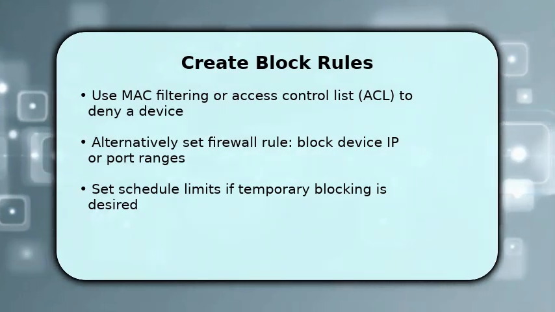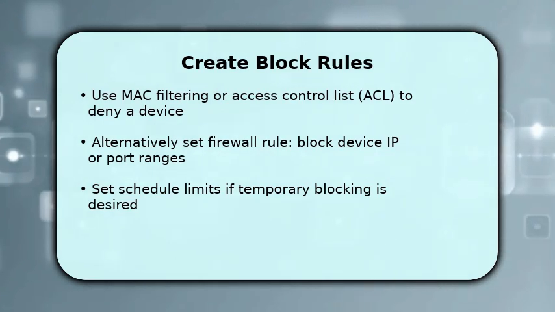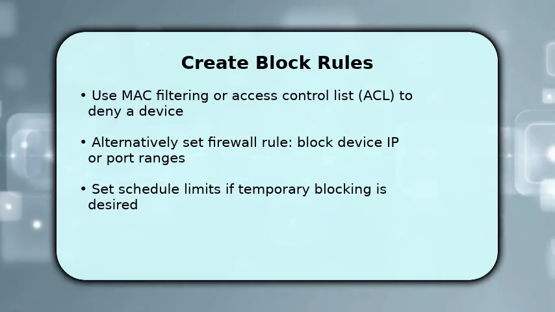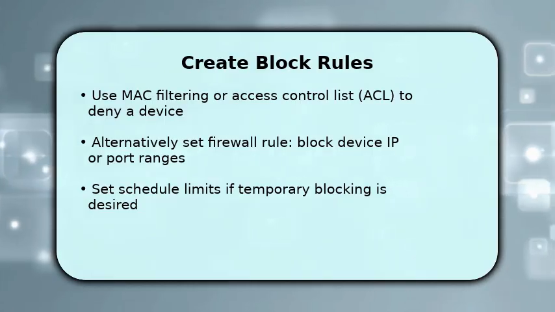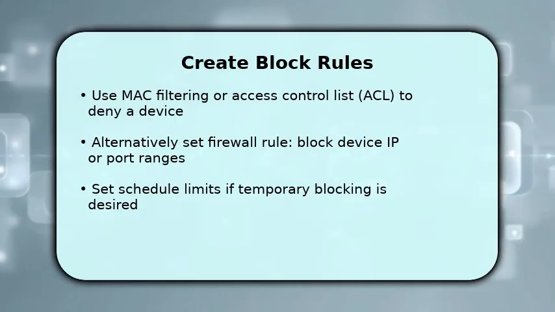In the router interface, open MAC filtering or access control and add the device MAC to the deny list, or create an ACL that blocks the device IP. If MAC spoofing is a concern, set a firewall rule blocking that IP or the relevant ports.